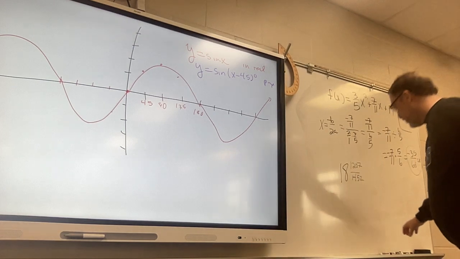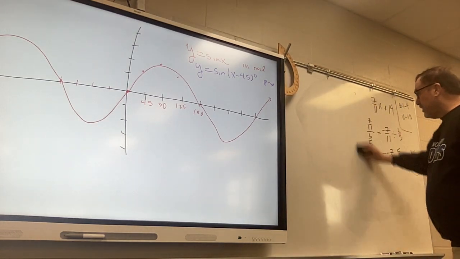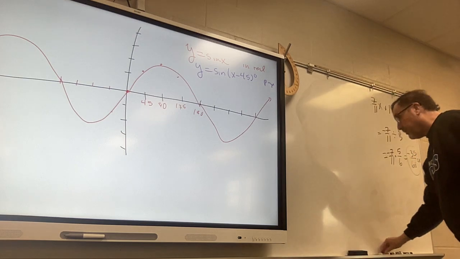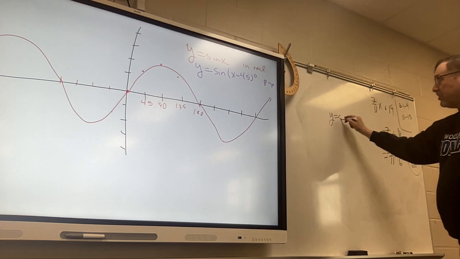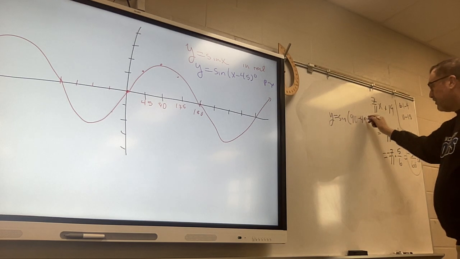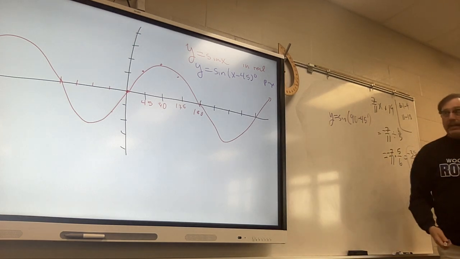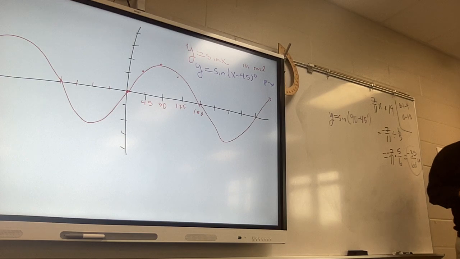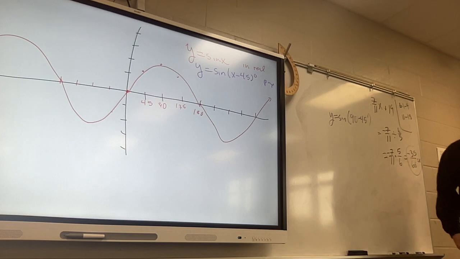So I am going to write this down on the board. I'm going to write y equals sine of 90 minus 45. What is 90 minus 45? 45. How about without your calculator? What is the sine of 45?